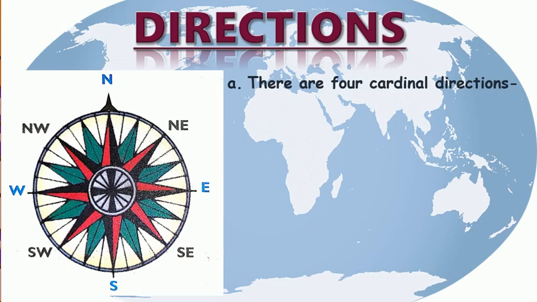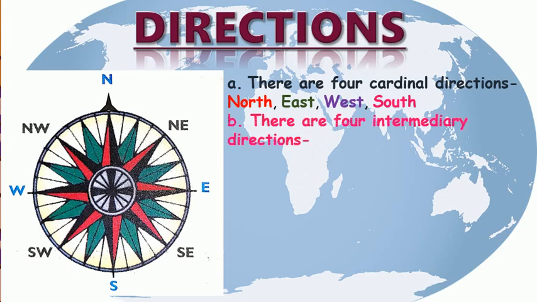Let us see. There are four cardinal directions, the main directions. What are these directions? North, east, west, south. You can also learn it with a short form, that is NEWS, N representing north, E representing east, W representing west, and S representing south.